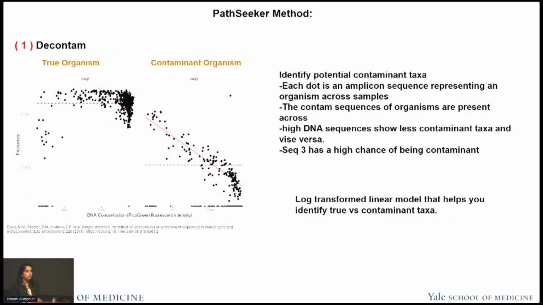Generally speaking, when looking at pathogen calls, samples that have good quality and high DNA concentration show fewer contaminants, and the other way around. If you have a sample that has bad quality, it will show high levels of contaminants. This package uses log-transformed linear models to identify what is a true organism versus a contaminant organism.